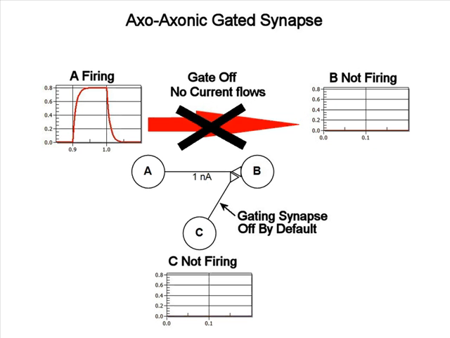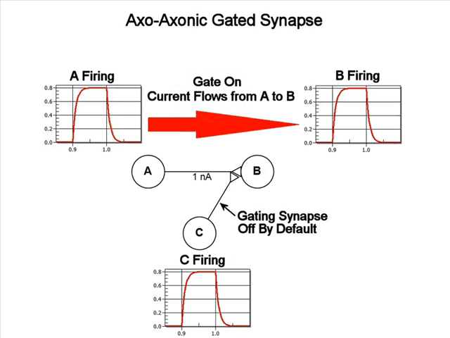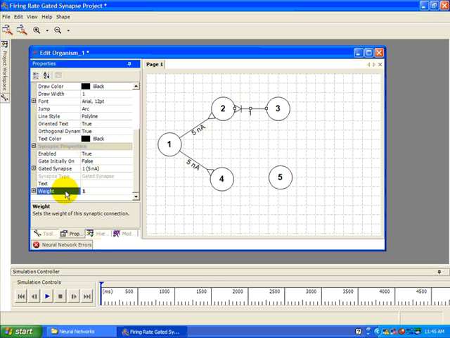If the gated synapse is off by default, then this works in the opposite manner. When neuron C is silent, the gate is closed, and current is blocked from flowing from neuron A to B. When neuron C is active, the gate is open, and current can flow. This synapse will be off initially.